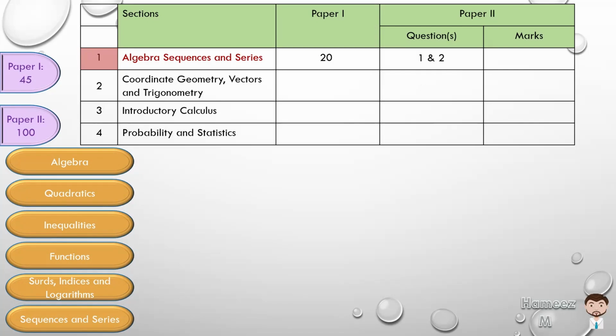And the first 2 questions in paper 2 will also be testing section 1, which each is worth 15 marks, giving us a total of 30 marks.